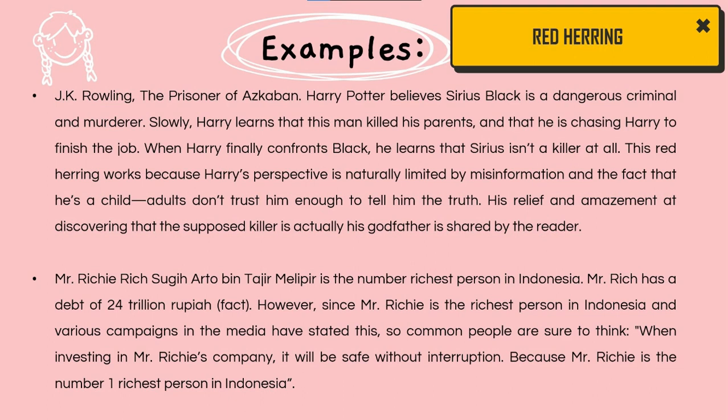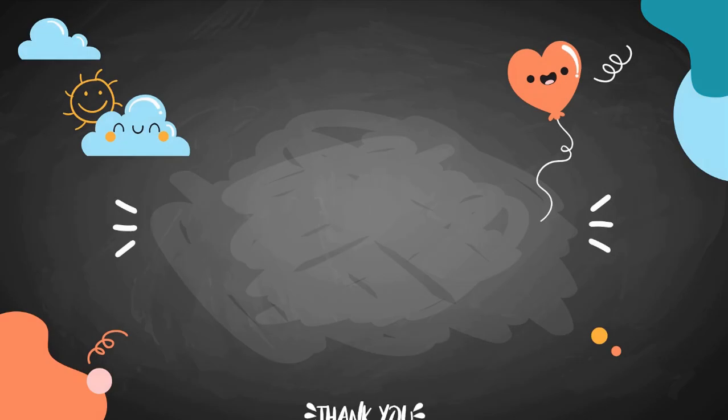The second example of red herrings is Mr. Richie. Richie Sukiarto bin Tachir Melipir is the richest person in Indonesia. Mr. Richie has a debt of 24 trillion rupiahs. However, since Mr. Richie is the richest person in Indonesia and various campaigns in the media have stated this, common people are sure to think that investing in Mr. Richie's company will be safe and without problem, since Mr. Richie is the richest person in Indonesia.